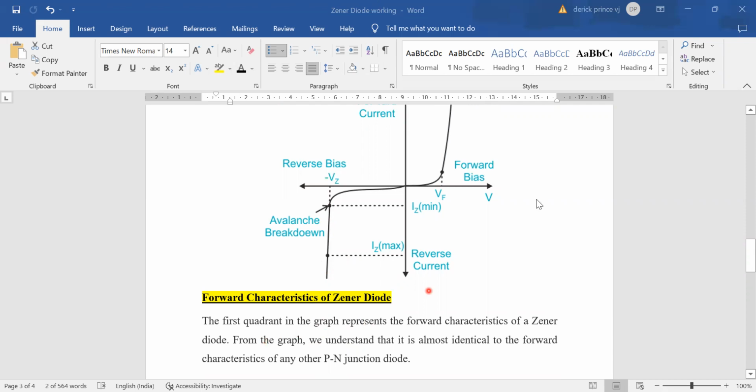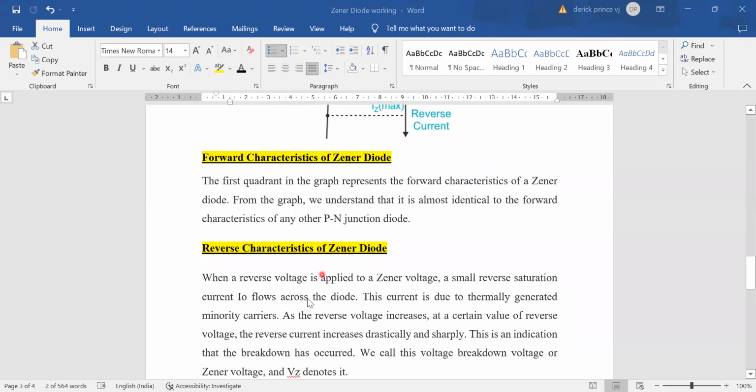The first quadrant in the graph is going to represent the forward characteristics of the Zener diode. From the graph, we understand that it is almost identical to a normal PN junction diode. This is the reverse characteristics of the Zener diode.